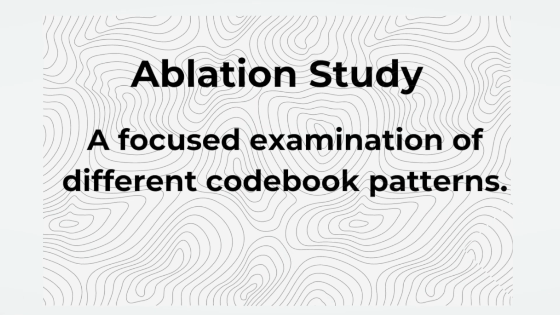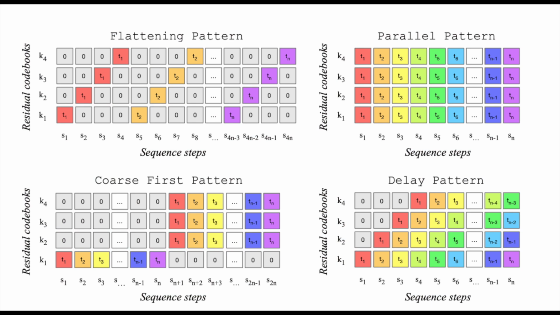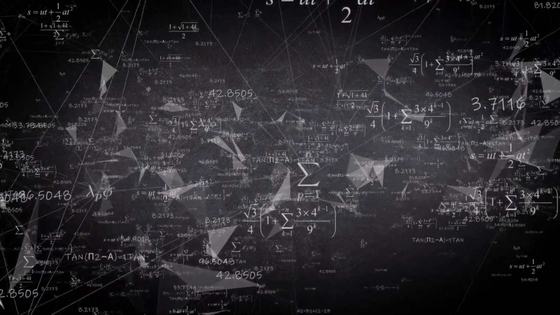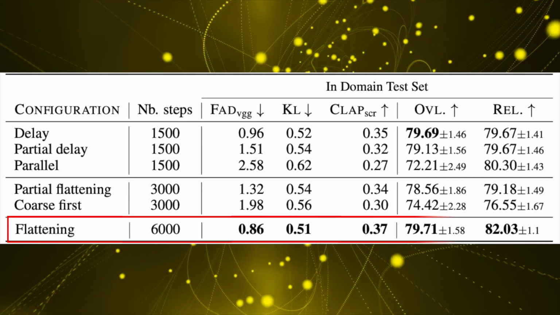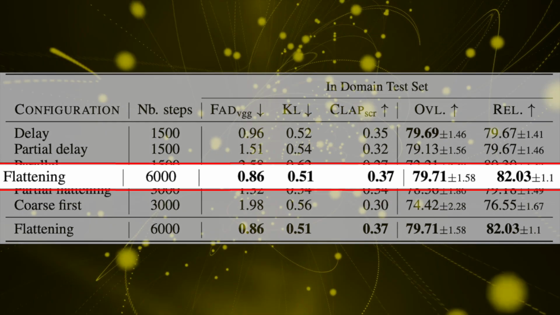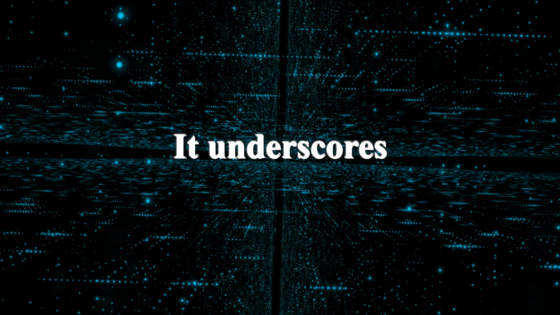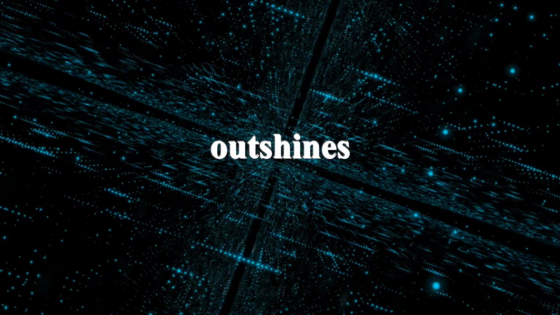Moving on to the Ablation Study, a focused examination of different codebook patterns. The patterns under scrutiny include delay, parallel, coarse first, and the standout, flattening. This study isn't just about music generation. It's a meticulous dance between computational cost and efficiency. Among these patterns, flattening emerges as a star, showcasing its effectiveness, albeit with some associated computational costs. It underscores the idea that in the realm of technology, simplicity often outshines complexity.